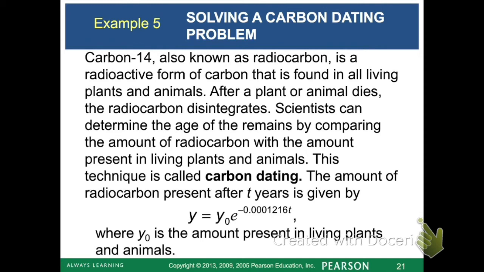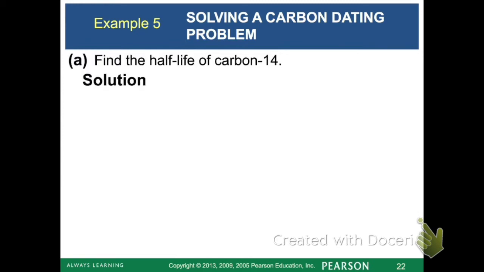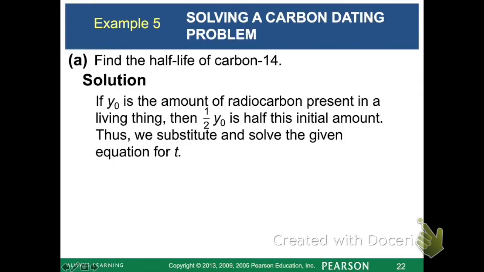The amount of radiocarbon present after t years is given by this equation, where Y0 is the amount present in living plants and animals. Example 5, Part A, find the half-life of carbon-14. So first of all, we're going to think about if Y0 is the amount of radiocarbon present in a living thing, then half of Y0 is half of its initial amount. Thus, we substitute and solve the given equation for T.